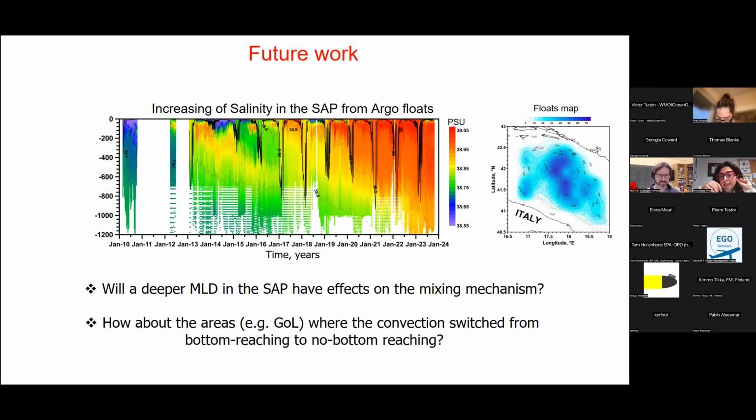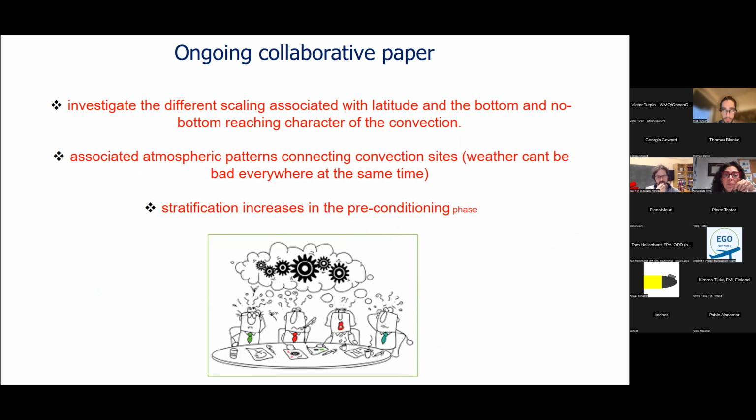So how about the other areas like the Gulf of Lyon? We know the convection was up to the bottom, but from 2013 there was a switch from bottom reaching to no bottom reaching events. And this was an input for a collaborative work with all the convection people, from France, Ilker as well, Southampton, to investigate the different scaling associated with latitude, with bottom and no bottom reaching convection.